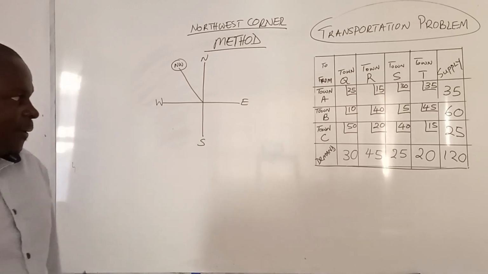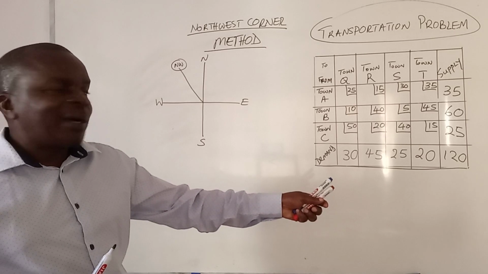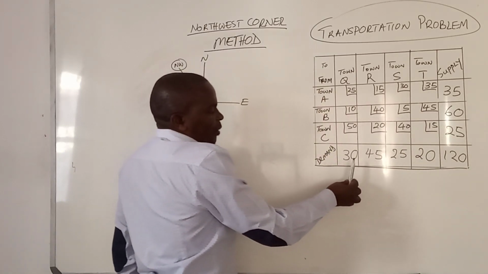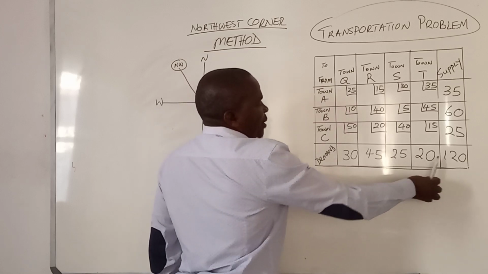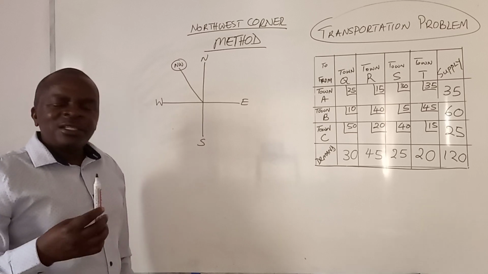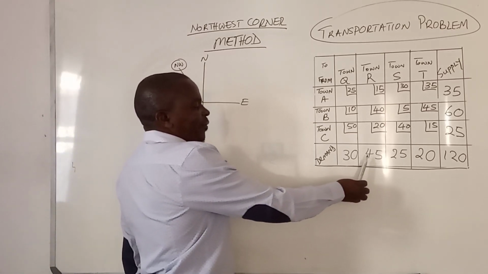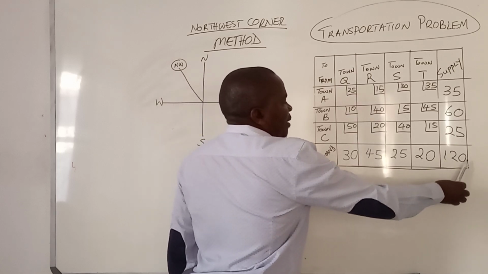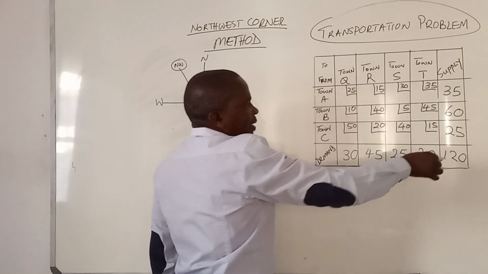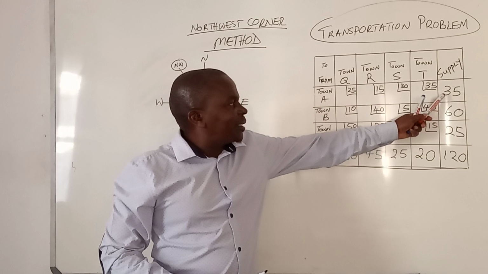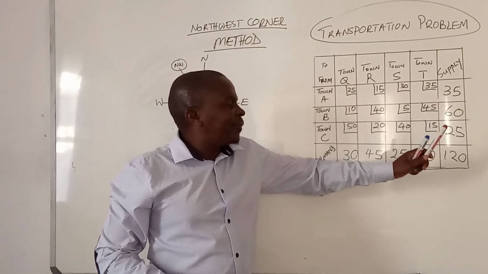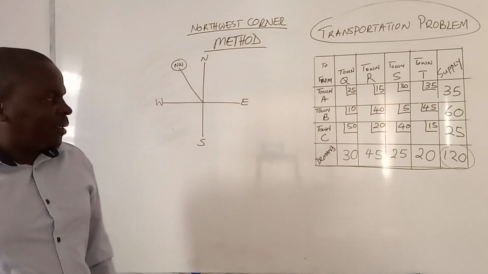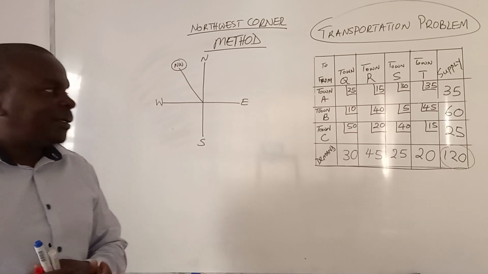Now, for the northwest corner method, we are supposed to check whether the total for demand is equal to the total for the supply. Let us look at this row here. We've got 30, 45, 25, and 20. These are the different demands. What is the total for these demands? Your 30 and 45 will give you 75. 75 plus 25 is 100. 100 plus 20 will give us 120. And then for this side here, the supply, if you add 60 and 35, it will give you 95 plus 25, again is 120. I already inserted the total here. So it means the totals for supply and demand are basically equal.